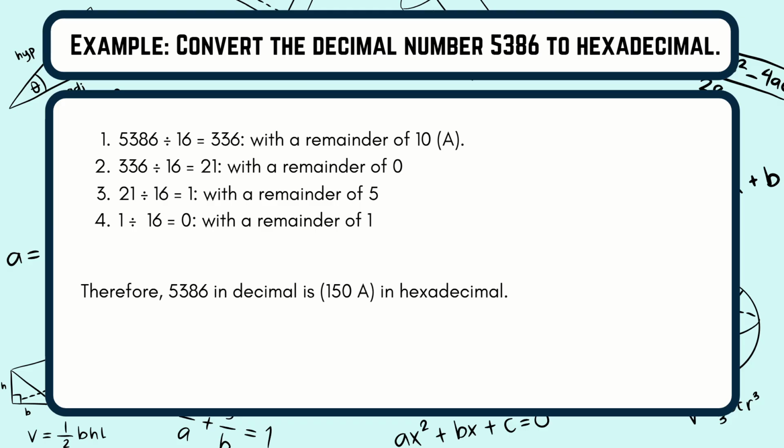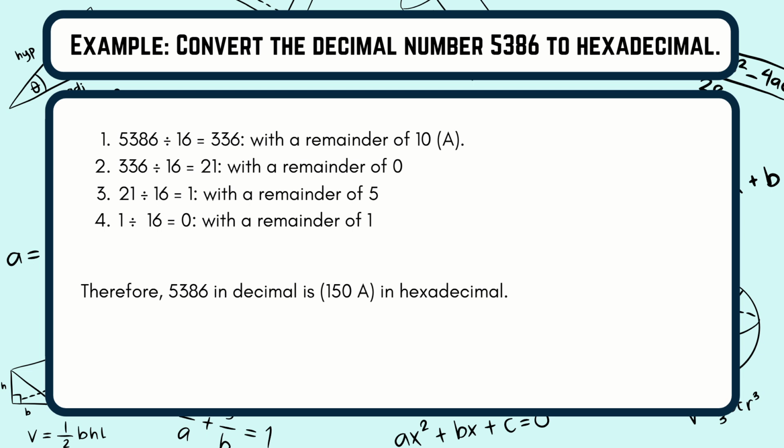So step 2, the result of the process earlier, 5386 divided by 16, let us put it into step 2. So let's divide it again. The result from step 1, let's divide it again by 16. So 336 divided by 16 equals 21 with a remainder of 0. 21 divided by 16 equals 1 with a remainder of 5. We always repeat the process until we get the quotient 0. And 1 divided by 16 equals 0 with a remainder of 1.